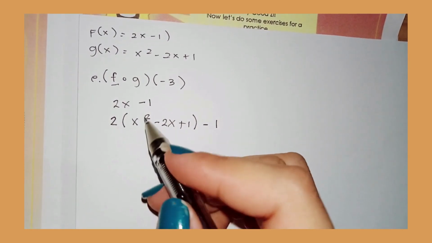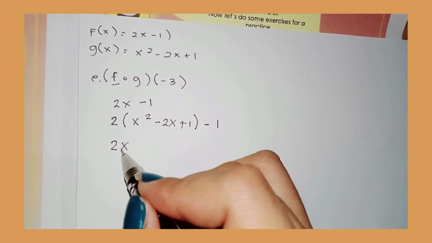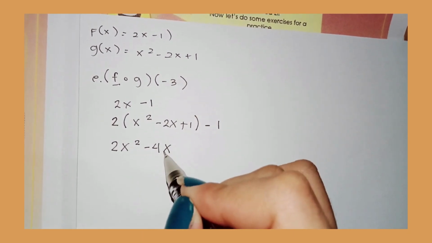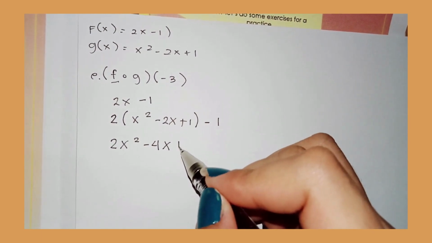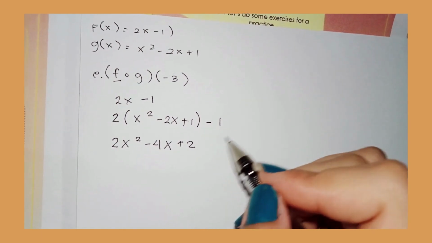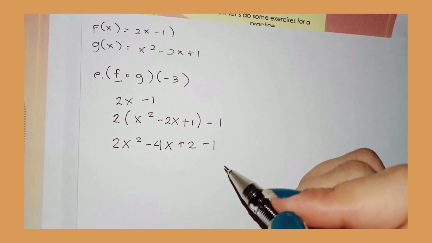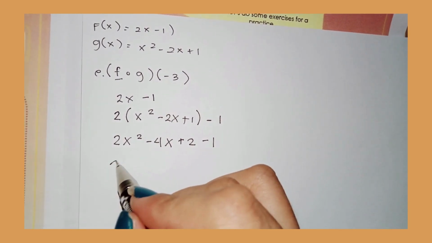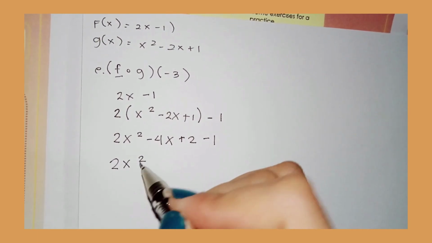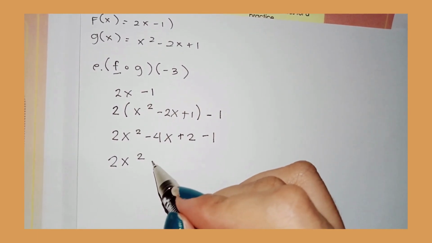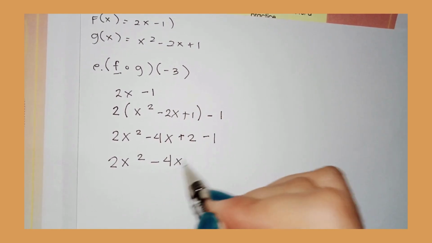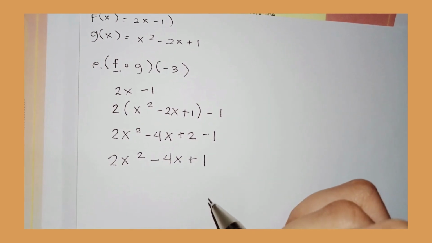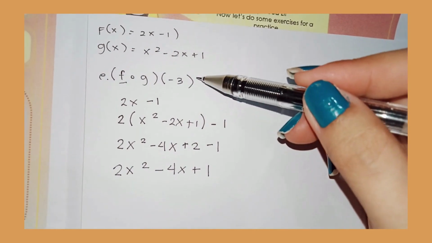Then, we need to distribute 2. 2 multiply to x squared, that is 2x squared. 2 multiply to negative 2, that is negative 4x. Then, 2 multiply to 1, that is positive 2. Then, copy negative 1. Combine like terms tayo. Wala ng x squared maliban dito. So, bring down 2x squared. Wala ng x maliban dyan. So, bring down negative 4x. 2 minus 1 is positive 1.